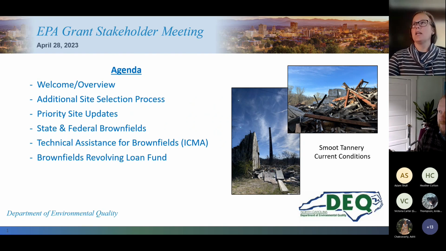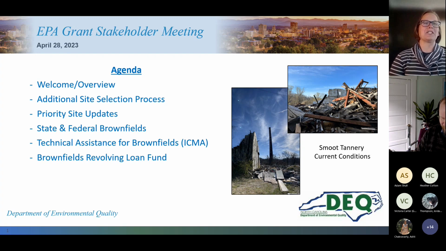Then we're going to have ICMA speaking. They have a grant from EPA to provide technical assistance for brownfields properties. So they're going to be providing an overview of what their services can provide to your community. And then PTRC, Adam, is going to be talking about their revolving loan fund. They have a coalition revolving loan fund, which actually crosses both state lines and federal EPA regions. So a very unique opportunity for several of our counties overlap.